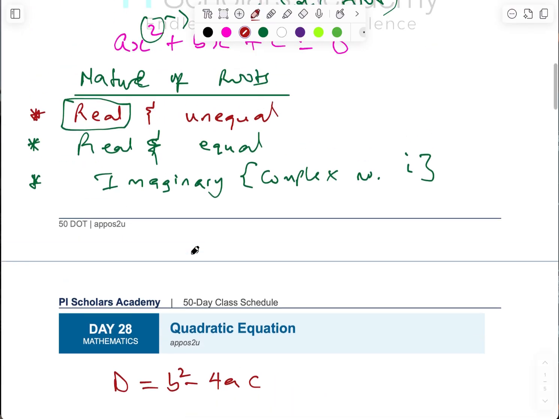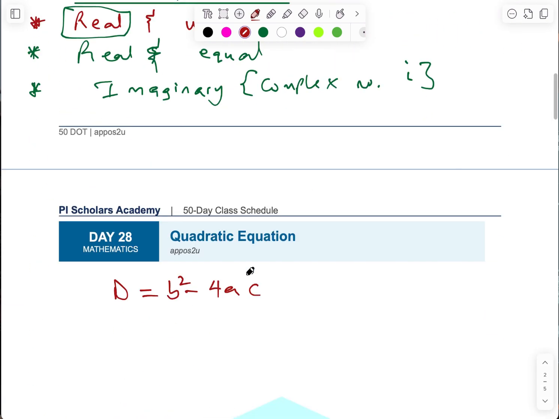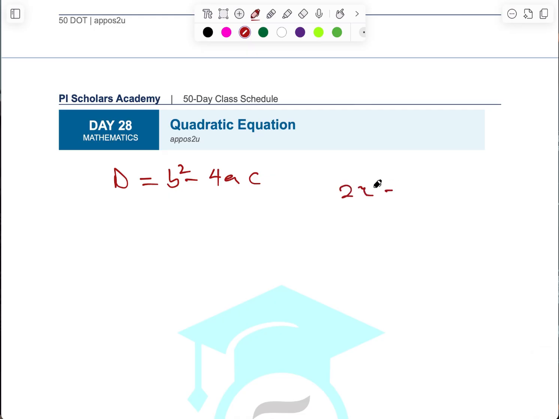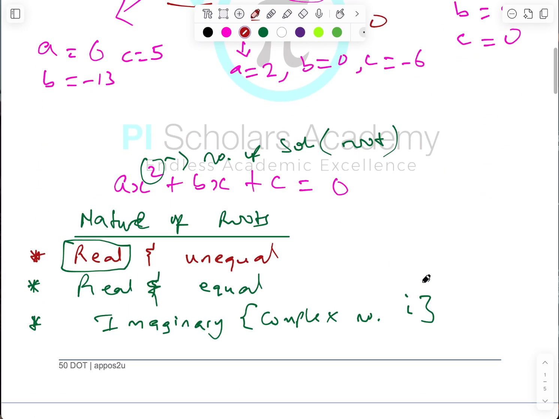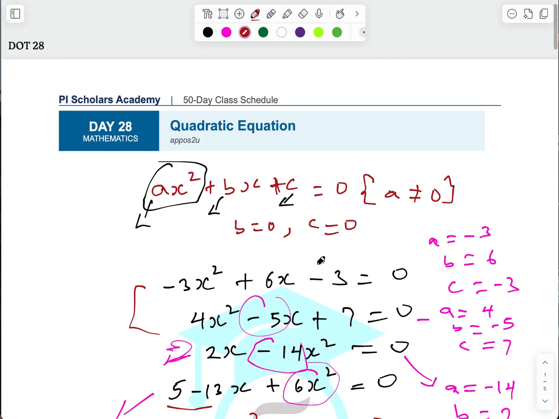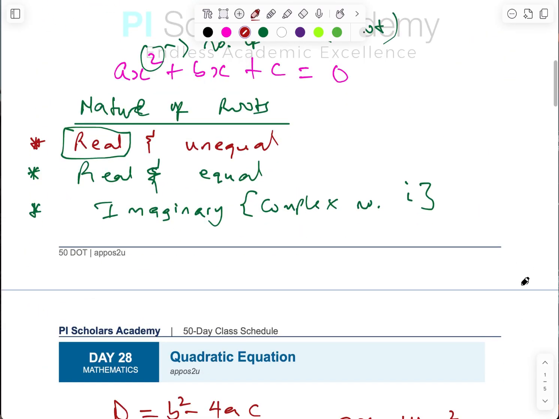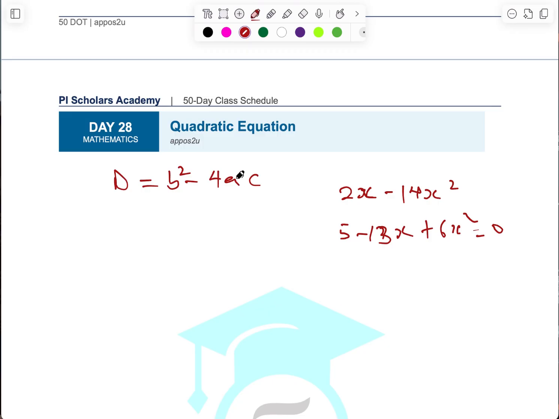So let's pick two of the quadratic equations that we had earlier. I'm going to pick the third one, 2x minus 14x squared. Then I'm going to pick this other one as well: 5 minus 13x plus 6x squared equals 0. So for the first case, let me find the discriminant. I know that for the first one, a equals negative 14 and b is 2.